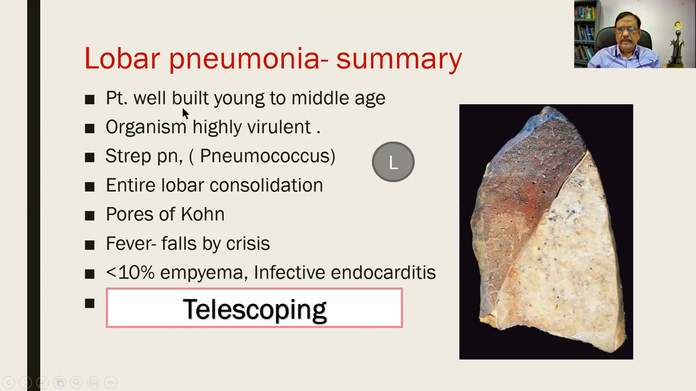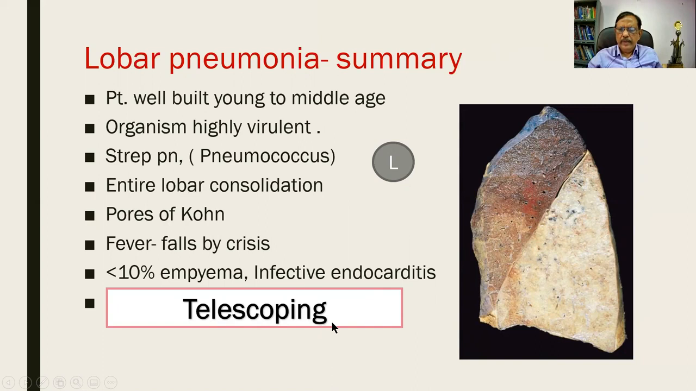The summary is the patient is young to well built and the organism is highly virulent. It is usually a pneumococcus. The entire lobe is consolidated. It spreads from alveolus to alveolus through the pores of Kohn and the canals of Lambert. The fever falls by crisis. And sometimes there can be complications such as empyema and infective endocarditis.